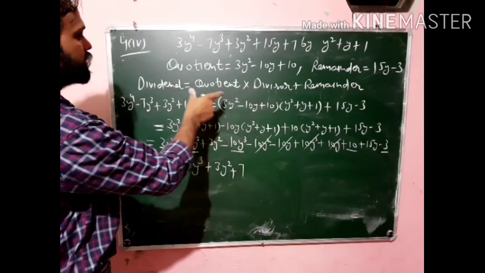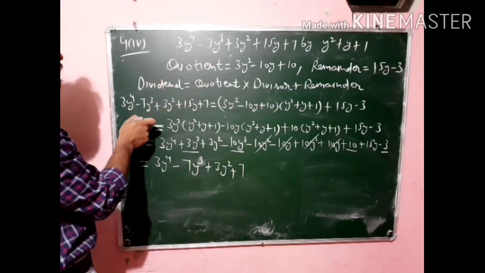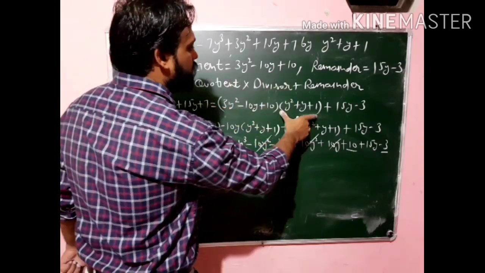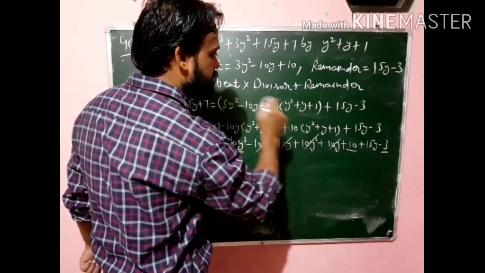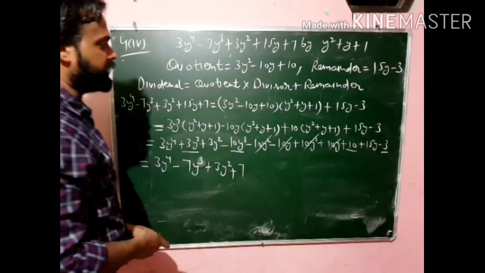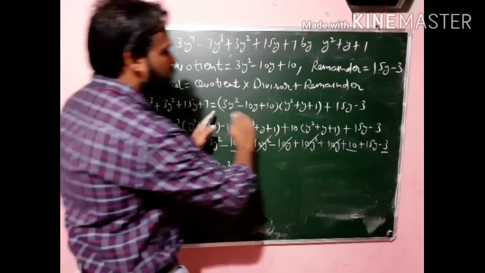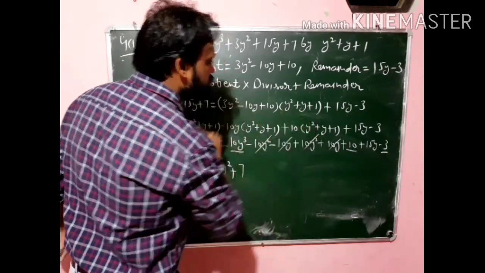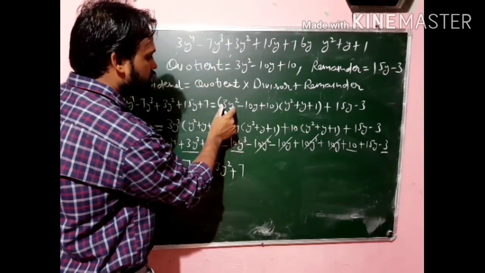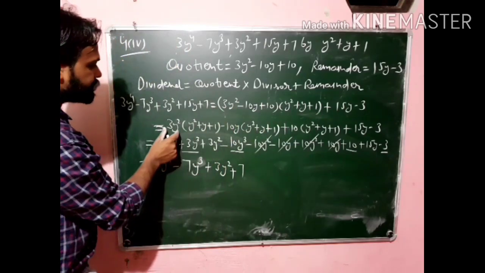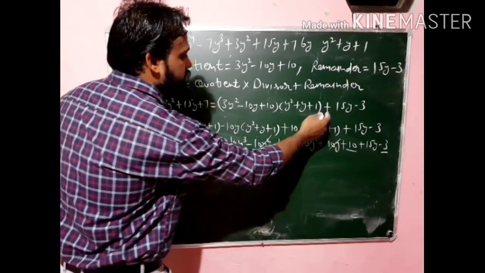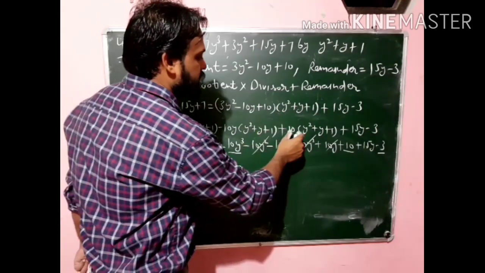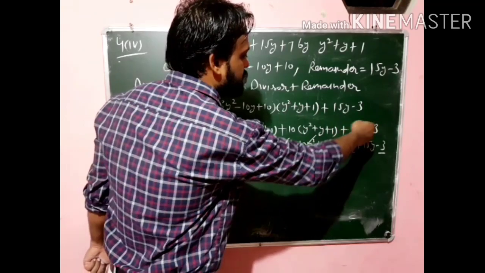So this is the formula, and this is the dividend which I have written here, equal to quotient 3y square minus 10y plus 10 into divisor. Divisor is y square plus y plus 1, plus remainder 15y minus 3. Now we have to solve only this side, multiplying this bracket with this bracket, each term with this bracket. So it will become 3y square into y square plus y plus 1, minus 10y into y square plus y plus 1, and then plus 10 into y square plus y plus 1, and also plus 15y minus 3 as it is.